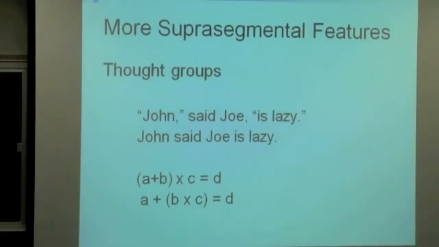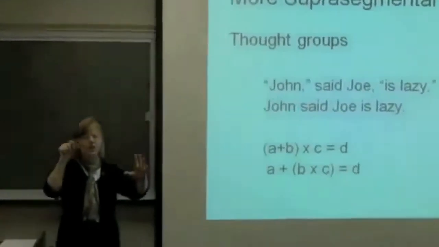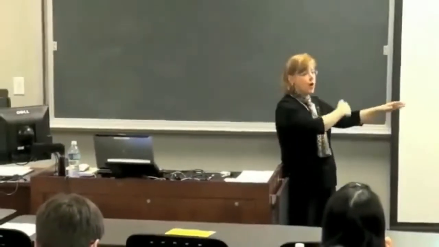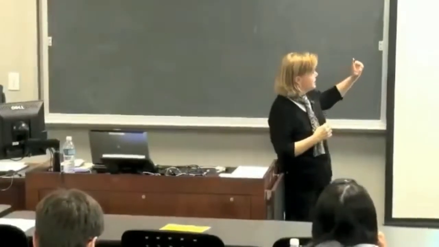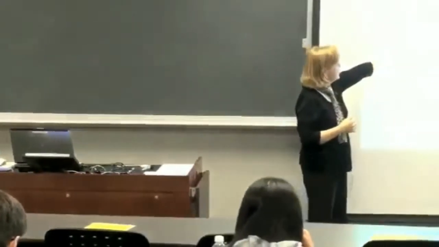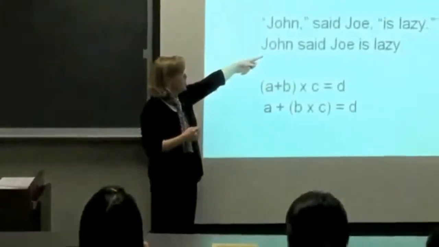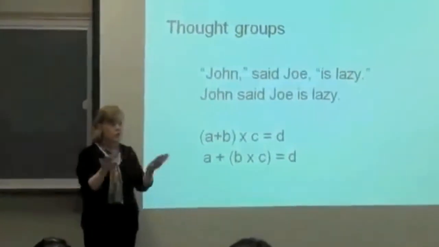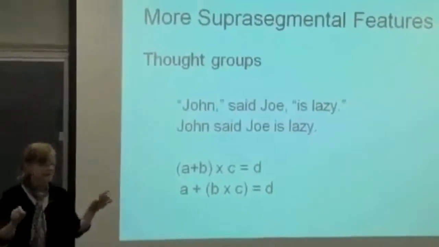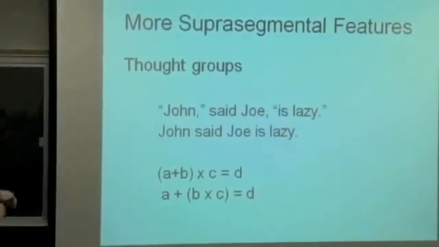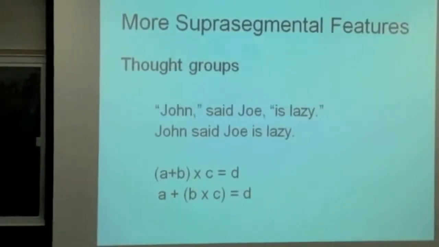If it was writing, there's a capital letter to start the sentence. There's an introductory clause, comma, some more, comma, period. You don't have those commas in speech. So in English, what we do is we use pauses in place of that. And I've got a couple examples here to show you that where you put your pauses, showing which words go together, can change the meaning of what you're saying. The first sentence is, John, said Joe, is lazy. Yeah. So who's lazy? John's lazy.